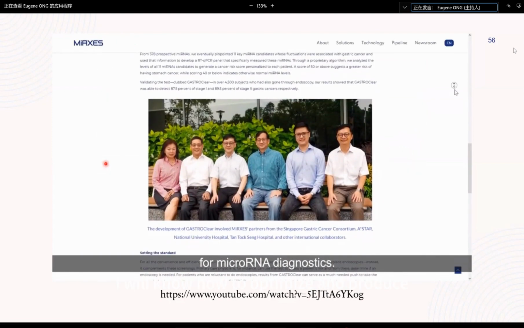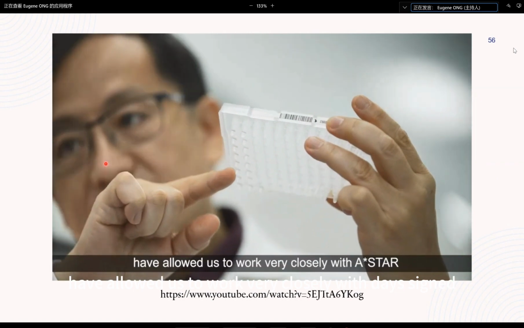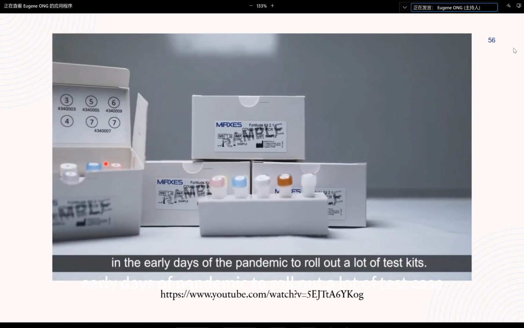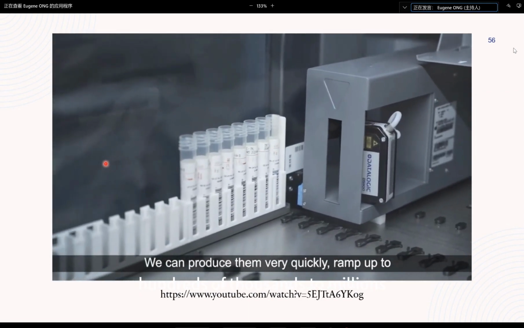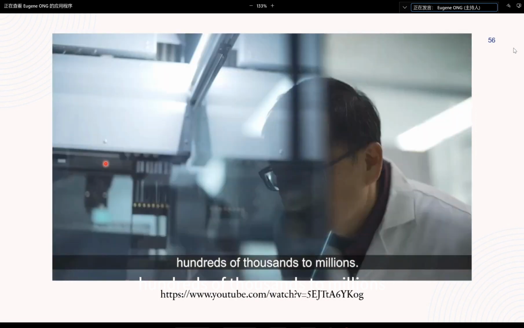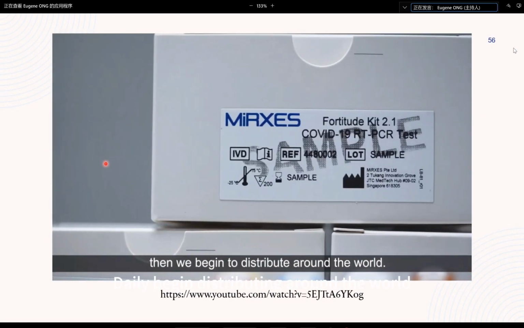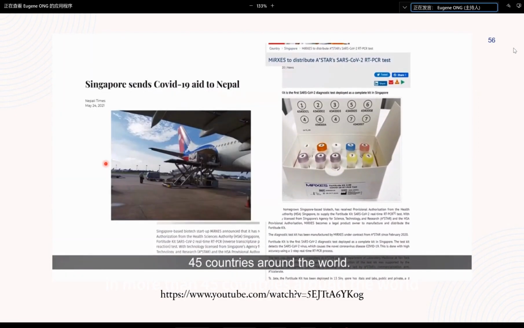What we have established is the world's first standard for microRNA diagnostics. Our know-how to optimize and produce biomarkers has allowed us to work very closely with ASI in the early days of the pandemic to roll out a lot of test kits. We can very quickly ramp up to hundreds of thousands to millions. And that not only serves Singapore, then we begin to distribute around the world. And today, this product is rolled out to more than 45 countries around the world.